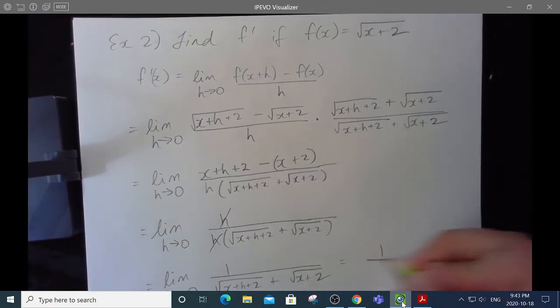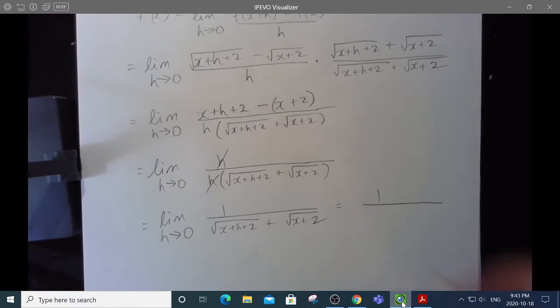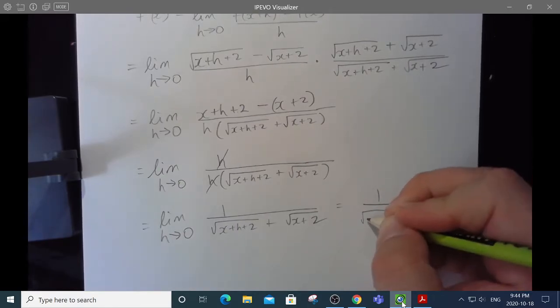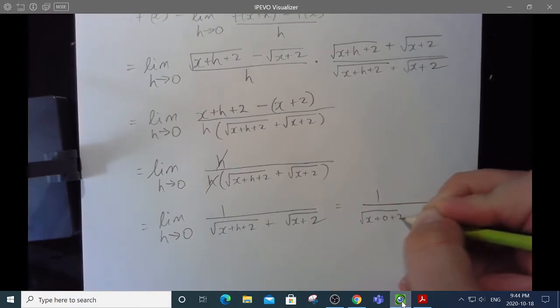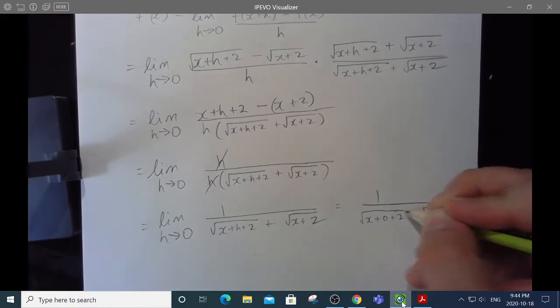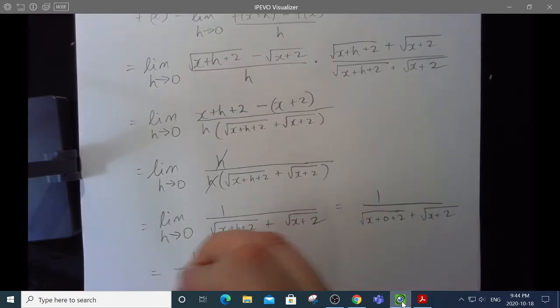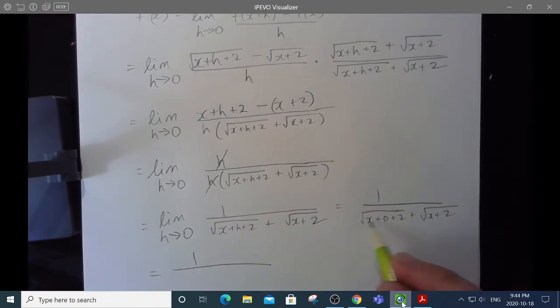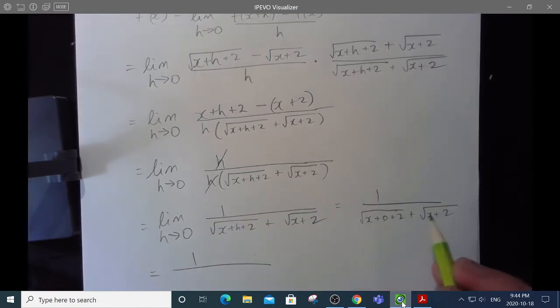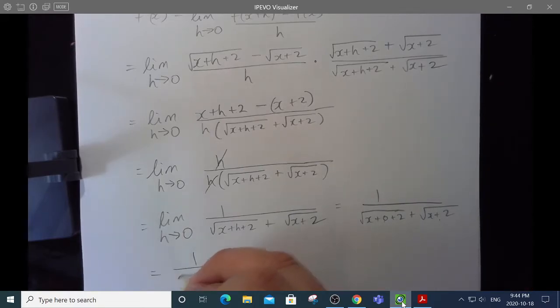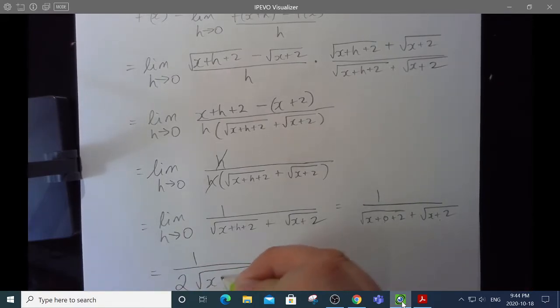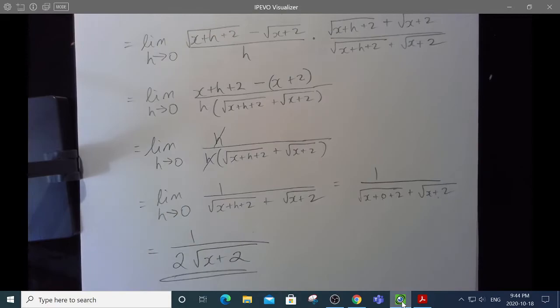So that's 1 over, and that's the square root of x plus 0 plus 2 plus square root of x plus 2, which is 1 over, now this 0 means this is just the square root of x plus 2, and this is the square root of x plus 2 plus the square root of x plus 2, so that's 2 times the square root of x plus 2. And that is f primed of x.